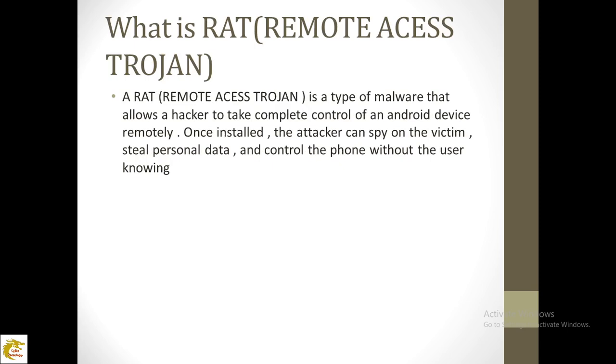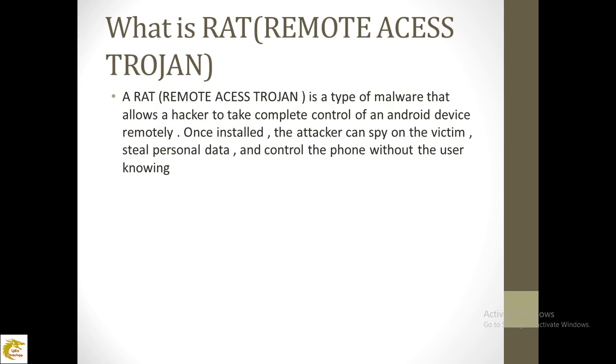What is a RAT? In this course, we will be learning about RATs also. A RAT is a remote access trojan. It is a type of malware that allows a hacker to take complete control of an Android device remotely. Once it is installed, the attacker can spy on the victim, access their personal data, or control the phone without the user's consent or knowledge.